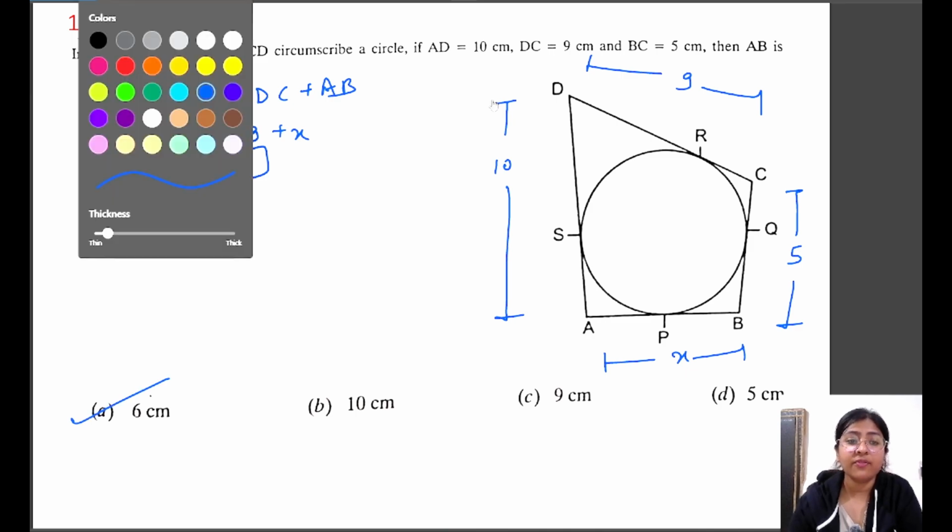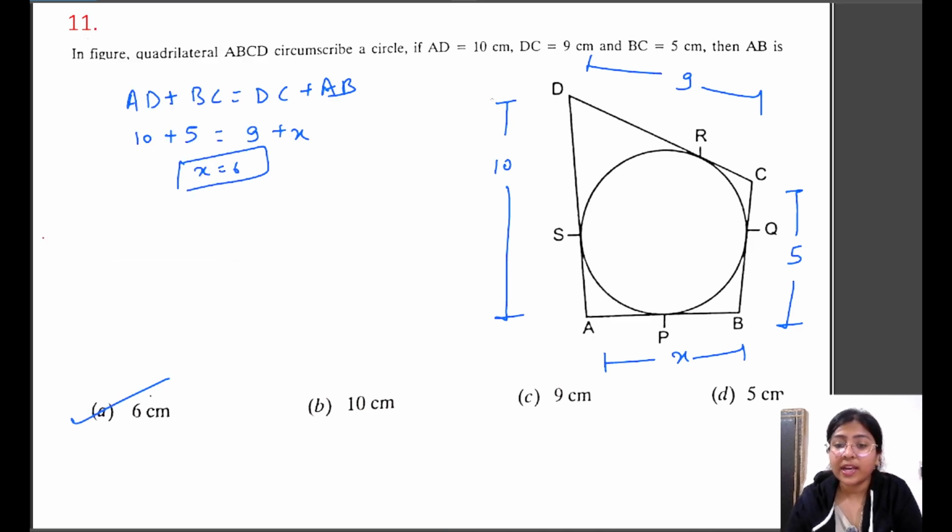Okay, or we have another method to solve this. We can let this length as x. If AP is x, then AS is also x. If AS is x, then this will be 10 minus x. Yes or no? If this is 10 minus x, this is also 10 minus x, because the total is 10. The length of the tangent drawn from an external point are equal. If this is 10 minus x, it should be x minus 1, because their sum must be equal to 9. So this will be x minus 1.